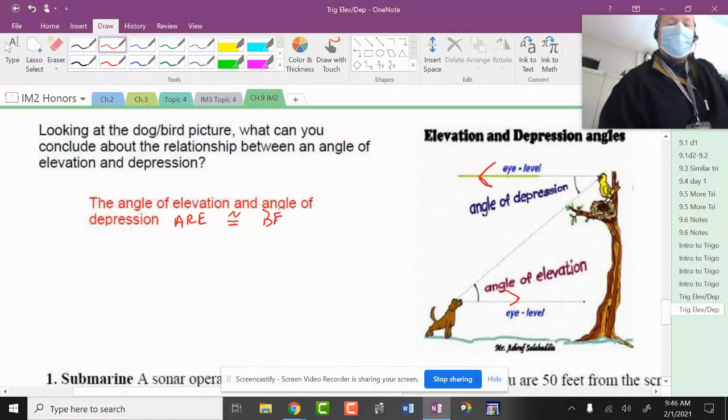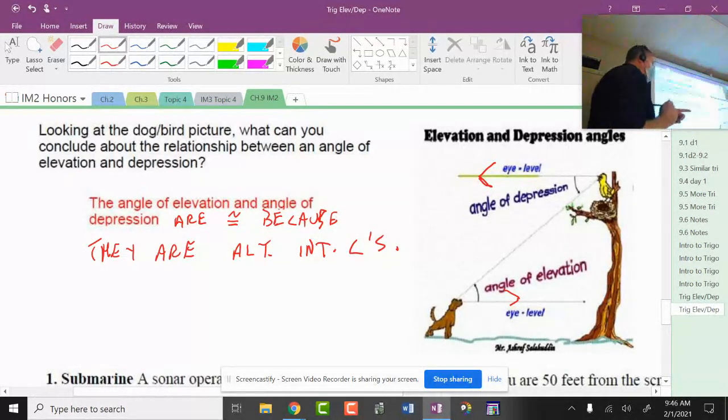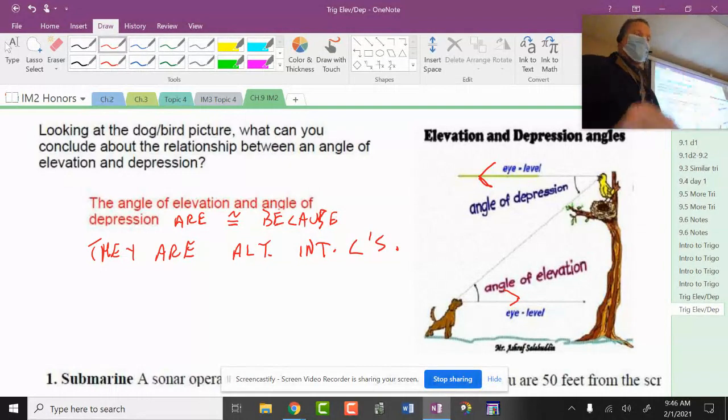And then I'm not going to put in all that stuff about the proof. I'm just going to say because they are alternate interior angles. Nicely done. You guys both got it real quick, knowing they were congruent and knowing the reason why. Because the lines are parallel cut by a transversal. Should add that part in there, but that's also kind of poor English.